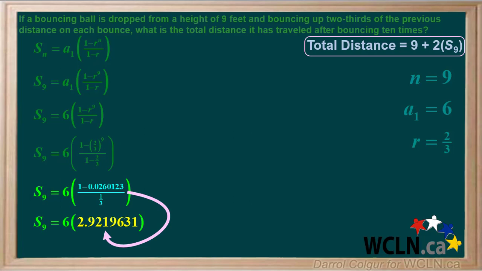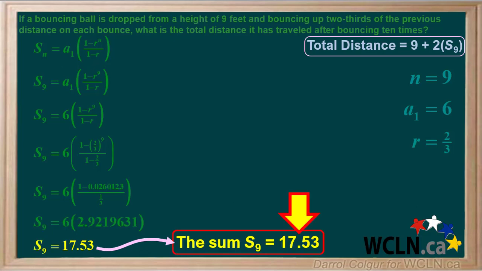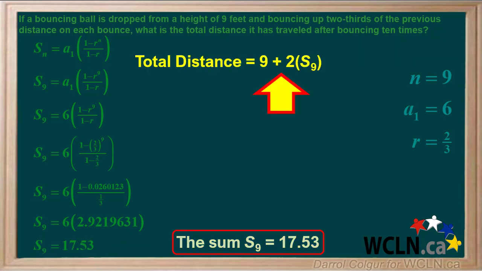1 minus 0.02600123 divided by 1/3 works out to approximately 2.9219631. And multiplying this by 6 comes out to approximately 17.53. So we can state that the sum S9 is equal to 17.53.